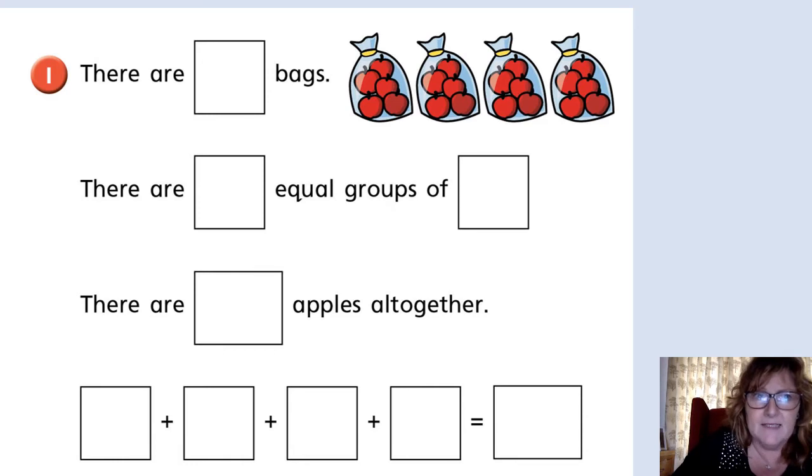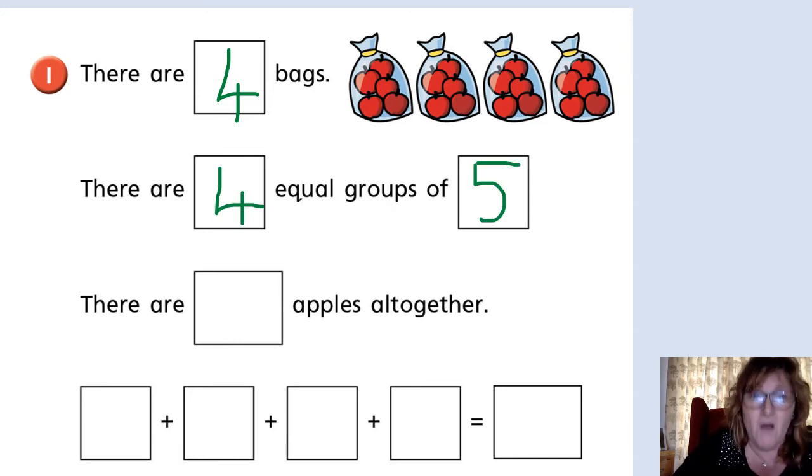How many bags are there? There are 4 bags. 1, 2, 3, 4. So there are 4 equal groups of 5. How many apples are there altogether?